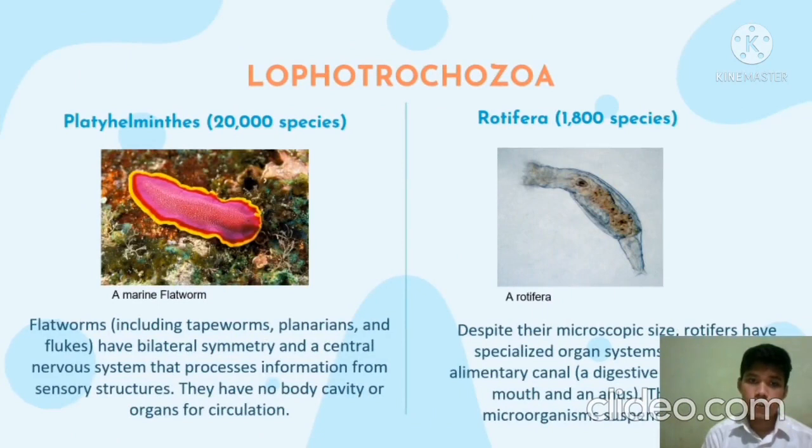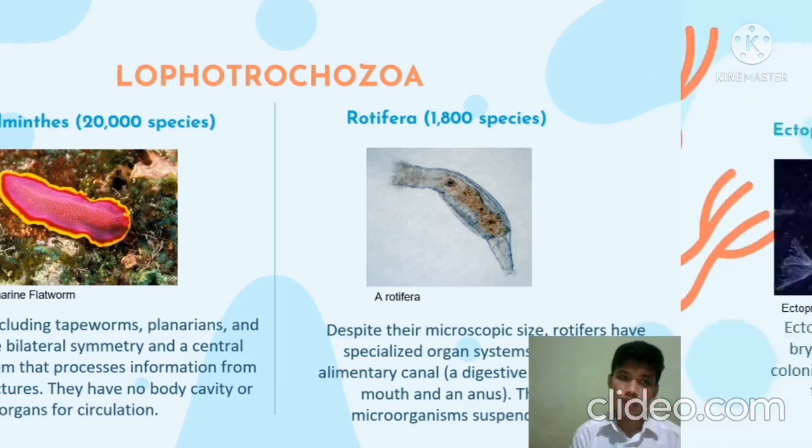Lophotrochozoa: Platyhelminthes, 20,000 species. Flatworms, including tapeworms, planarians, and flukes, have bilateral symmetry and a central nervous system that processes information from sensory structures. They have no body cavity or organs for circulation. Rotifera, 1,900 species. Despite their microscopic size, rotifers have specialized organ systems, including an alimentary canal, a digestive tract with both a mouth and an anus. They feed on microorganisms suspended in water.